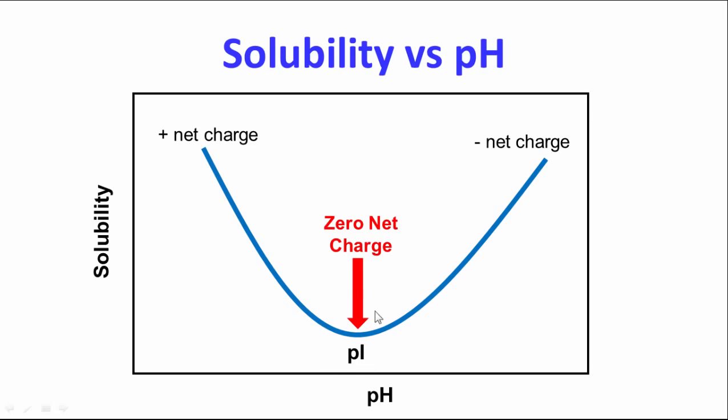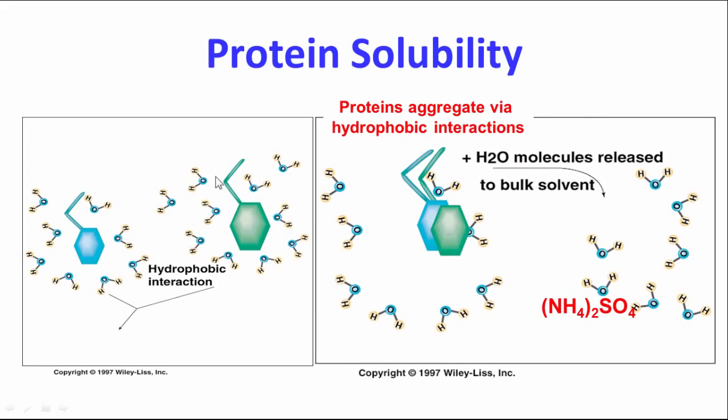Solubility is lowest at this point because there's no repulsion. Over here at positive charge, the molecules repel each other. At negative charge, they repel each other, but at the isoelectric point, there's no repulsion, and they tend to have hydrophobic residues. They'll stick together. So here's a protein with its hydrophobic interactions, and those can't occur because of the water molecules surrounding them.